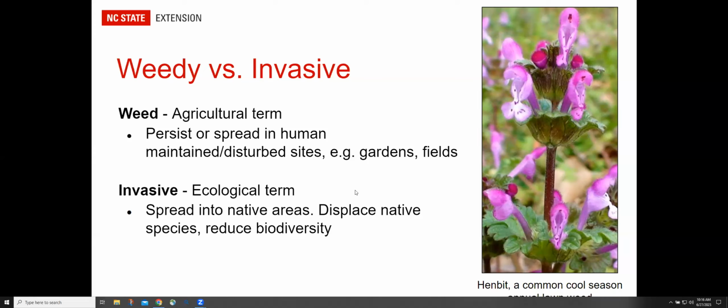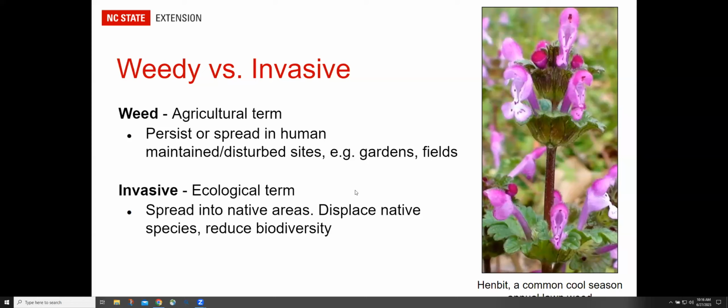So from a gardener's perspective, we may describe those as invasive, but today in our discussion about invasive species, we're really using that as an ecological term. So we're going to restrict invasive for those plants that are not native to an area, but they spread into natural areas and displace the natural species that occur there. They reduce biodiversity, and again, they could cause this economic, ecosystem, and potential human health harm.